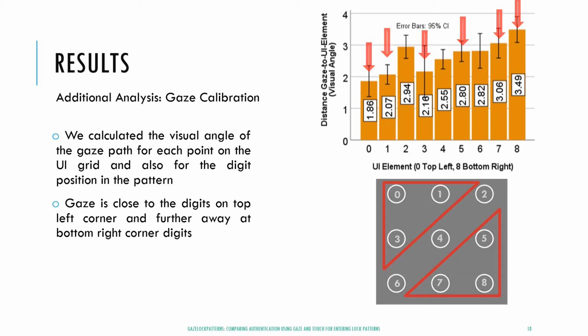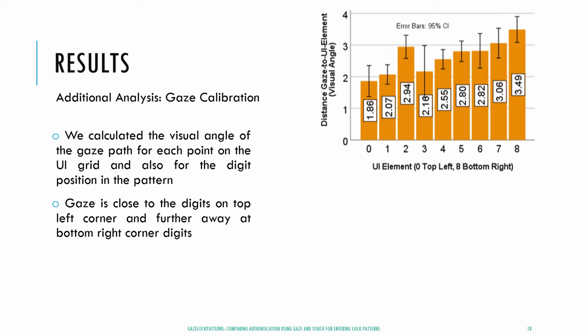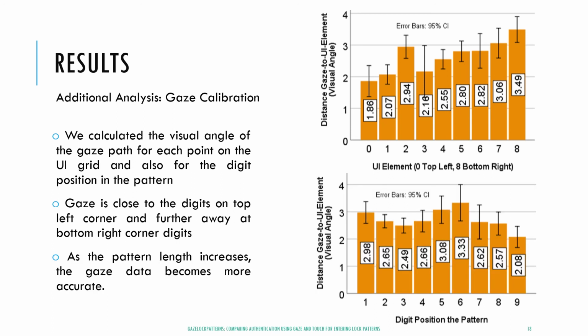and 8. We then analyzed the gaze path with respect to the digit position in the patterns by calculating the distance between the gaze at the moment the finger enters the digit and the center digit position. We found that as the pattern length increases, the gaze data becomes more accurate, from 3 degrees to 2 degrees, as seen here in the figure. A reason for that can be that with longer patterns, difficulty increases, and users visually carefully inspect their touch. Thus, longer patterns can lead to more precise calibration data.